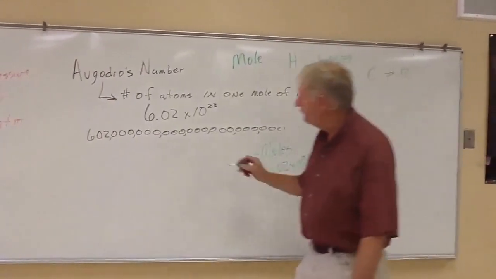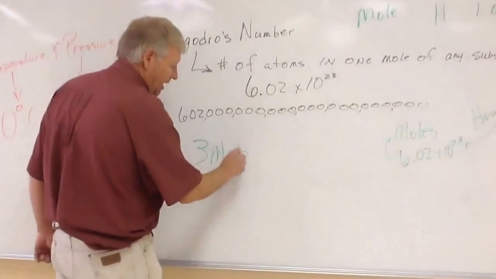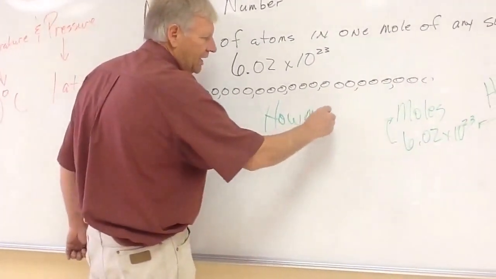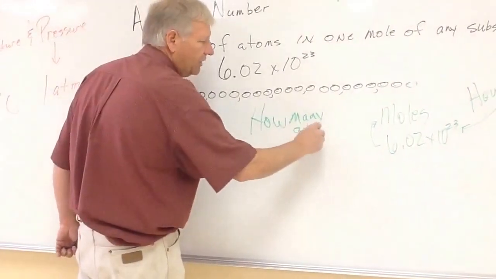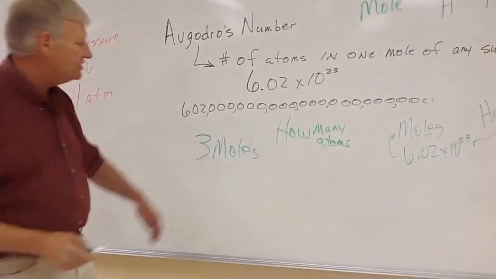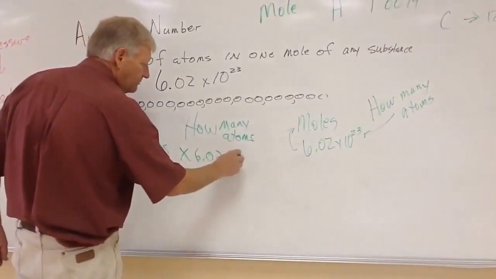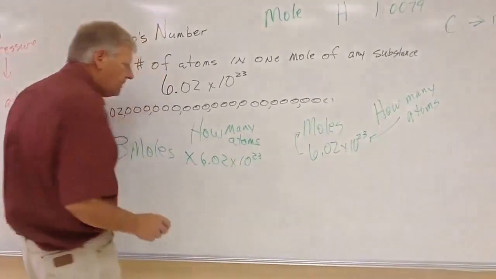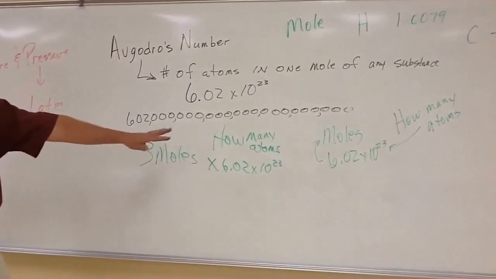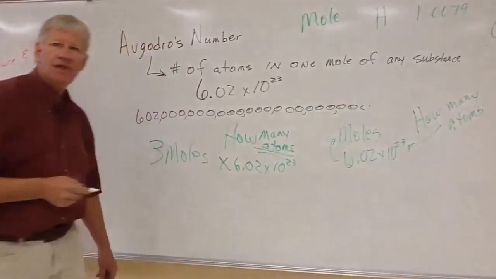So if there was 3 moles of something, and they ask you how many atoms, what are we going to do? We're going to multiply that times Avogadro's number. So we're going to have 3 moles times 6.02 times 10 to the 23rd. That's where you need exponents for your calculator to be able to put those on. And that will tell you how many atoms there are in that answer.